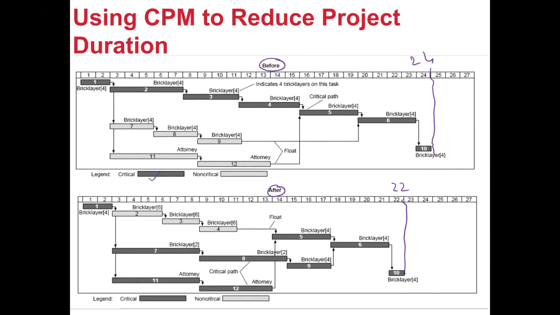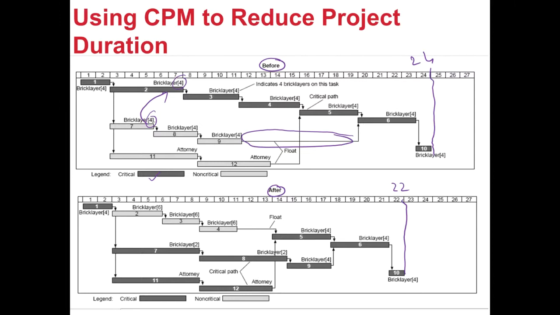Now in this bar chart, you can see the resources are overlaid. So for instance, activity 2 requires 4 bricklayers. Activity 7 requires 4 bricklayers. So here the project manager has seen that these activities 7, 8 and 9 have got a lot of float here, which is just sitting there.